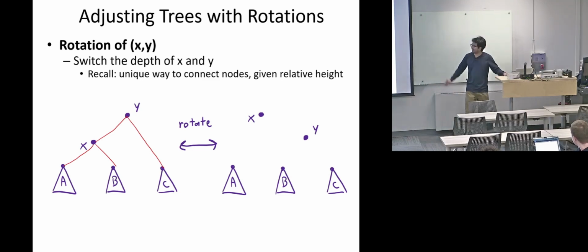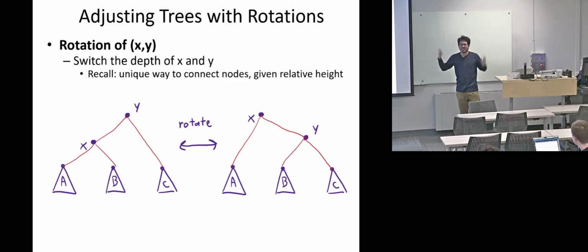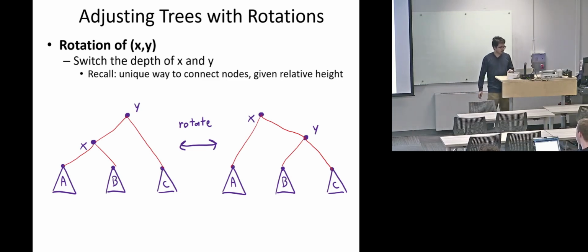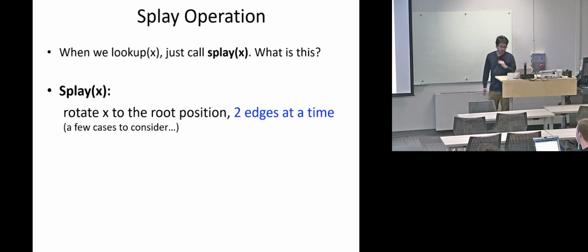How do you connect this in a unique way? Then it just needs to be this way. But you don't need to think about how you point the pointer and change the pointer and so on. Just switch the height. That's how you think about rotation. Now that I've described rotation, I can tell you about Splay.